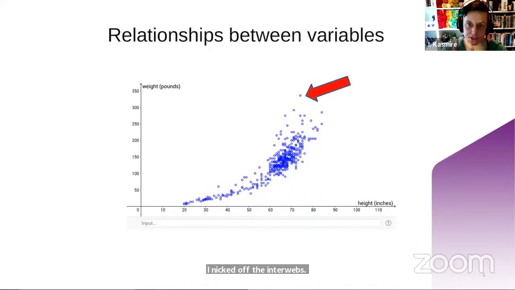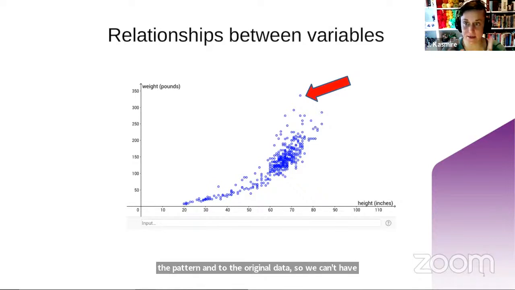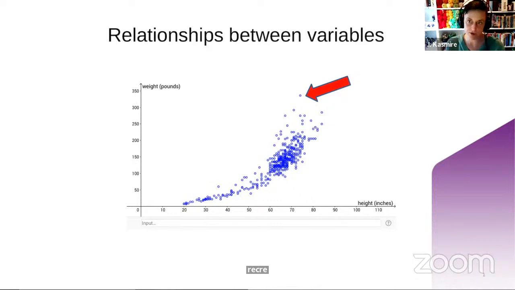But let's also note that there's some clear outliers in this, and we can't be entirely faithful to the pattern and to the original data. So we can't have the maximum weight be exactly the same in the real and the original, because that could potentially recreate this outlier, which would be a disclosure risk. That would mean there's a problem. The synthetic data isn't properly synthetic if it matches so much that it recreates outliers, exact outliers. So that's something you have to be careful of.